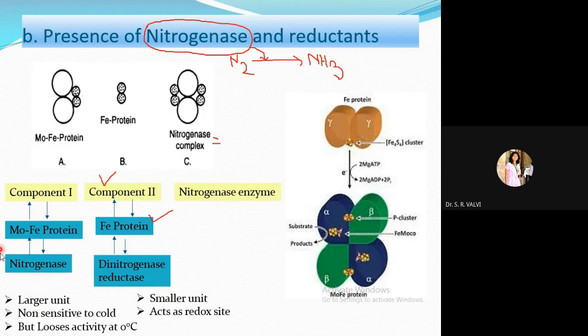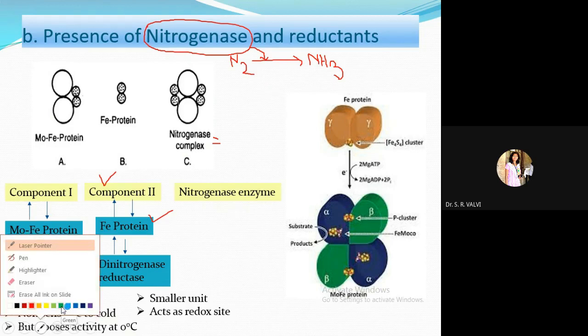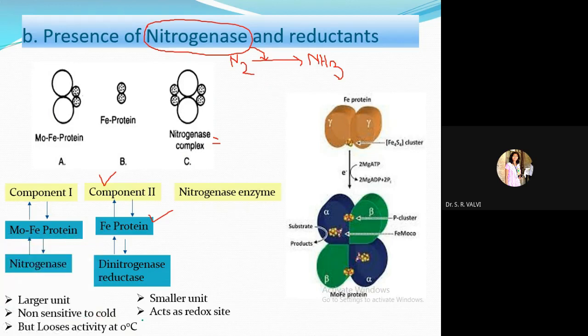I have written over here that this large component is non-sensitive to cold. Even in cold conditions it will carry out its reaction, but it loses its activity at 0 degrees Celsius. On one hand we say it is non-sensitive to cold, but in extreme cold, that is at 0 degrees Celsius, it will not work.